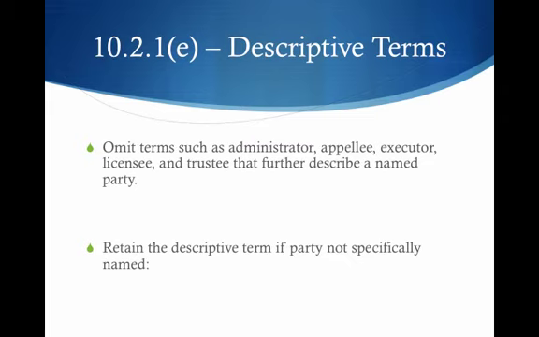Rule 10.2.1e deals with descriptive terms. We're going to omit terms such as administrator, appellee, executor, licensee, trustee, or any other terms that further describe a named party. Therefore, instead of writing something like Malfoy v. Potter, executor, it would become Malfoy v. Potter. Retain the descriptive term, though, if the party is not specifically named.